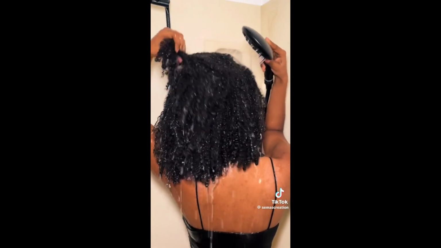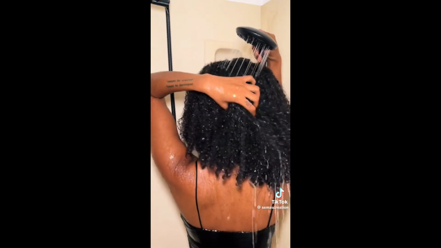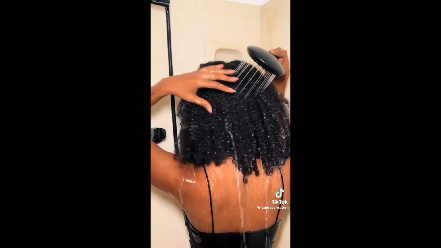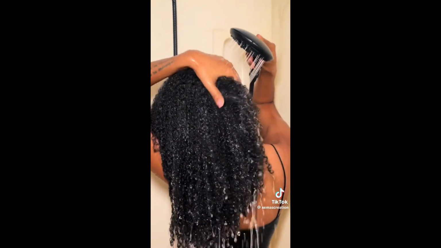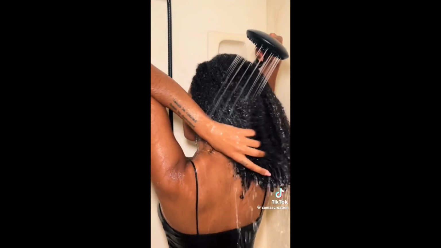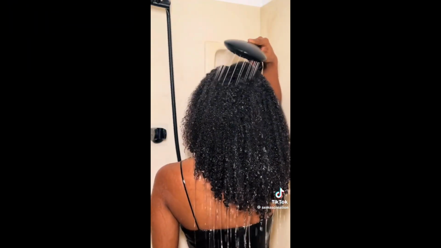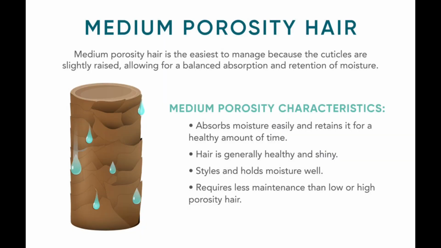Once you use your lightweight product or after you have opened your cuticles with the heat, you can close those cuticles by just leaving your hair. I guess it will just automatically close them, or you can use cold water or something to close the cuticles. The pro to having low porosity hair is that once the moisture gets in, it's very hard for it to come out.